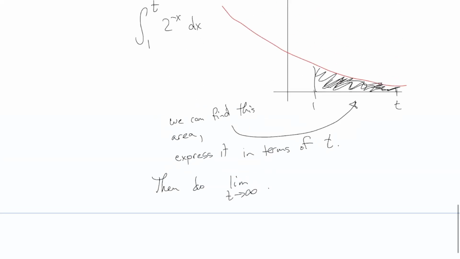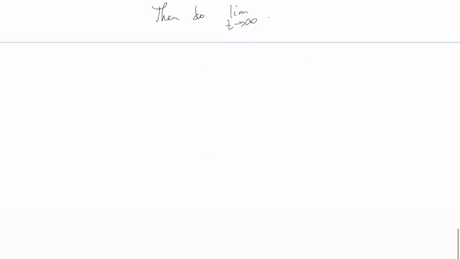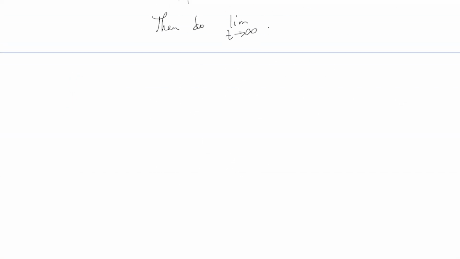I don't know if all of this description sounds complicated. It's actually very straightforward to write this down. It's a few extra steps in doing the integral, but it's not much of a problem. So let's just try this one. Integral 1 to infinity of 2 to the negative x.